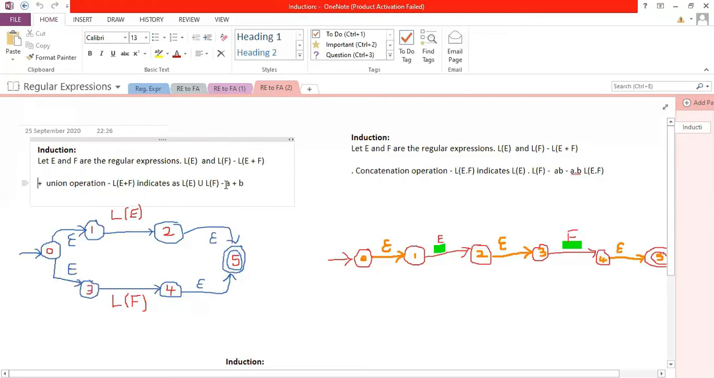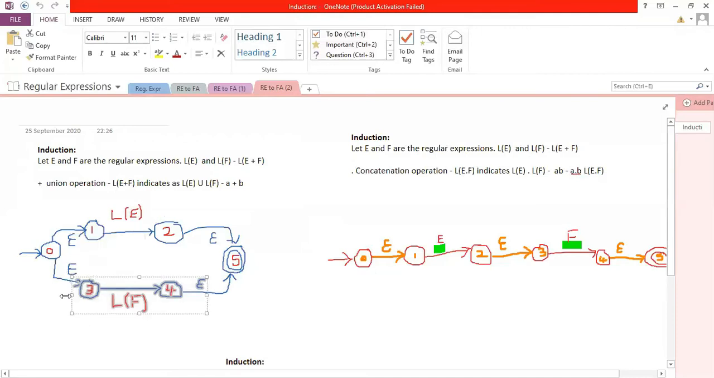How do I represent it? If it is a simple case, suppose L of E is a and L of F is b, then I could represent it as a plus b. That's how we write the regular expression. Now, how do I represent the automata for that? It is very simple. If it is L of E or L of F, please observe it is an OR operation, so we should accept either of them. We write a separate part of automata for E, that is L of E, the upper part, and a separate part of automata for F, that is the lower part.